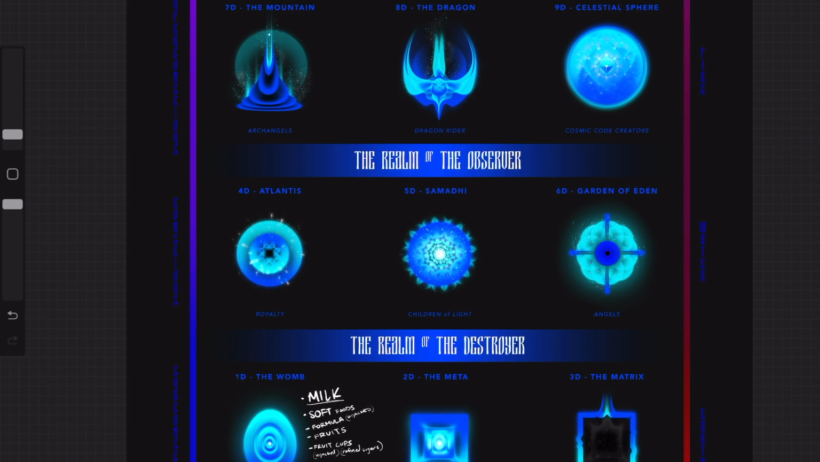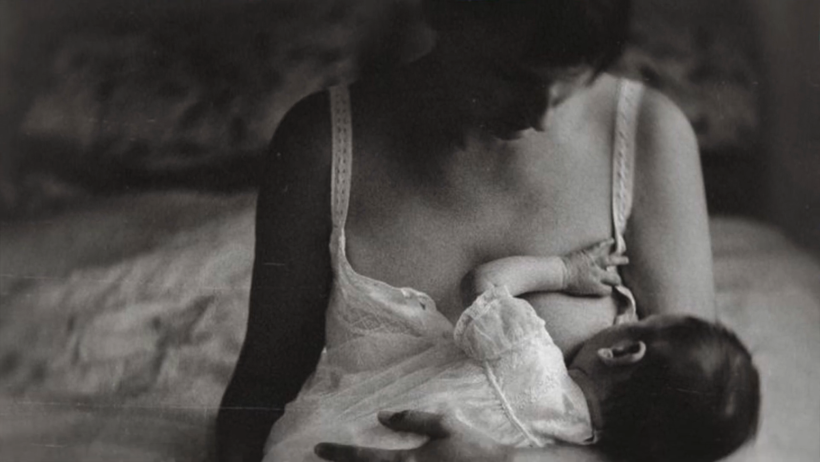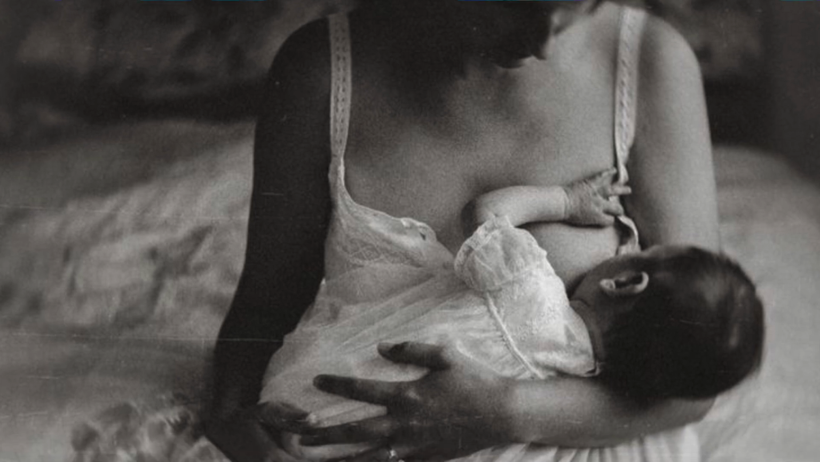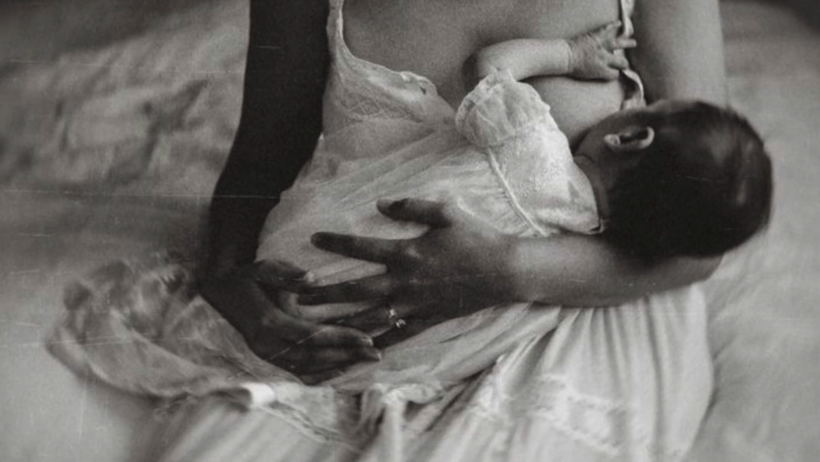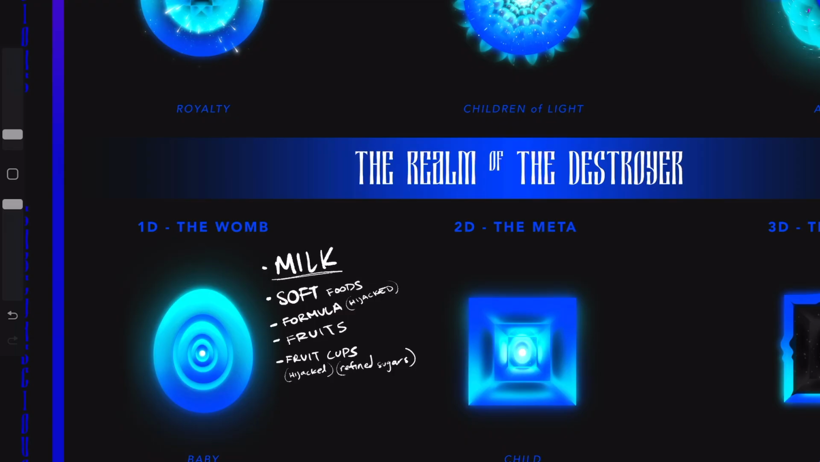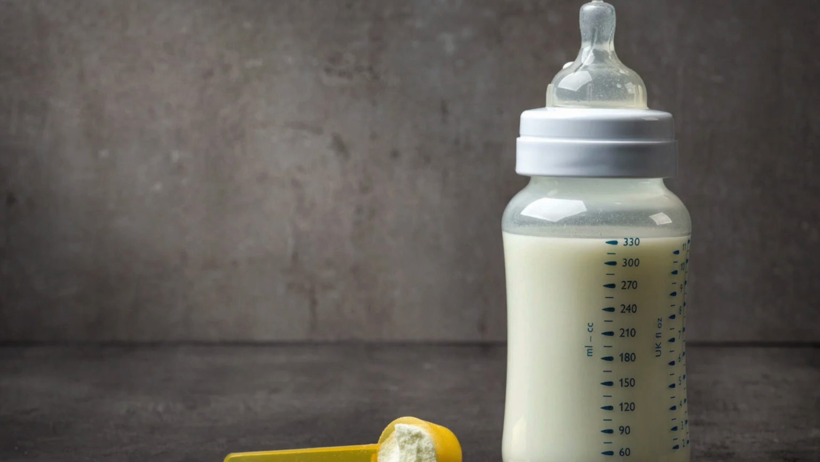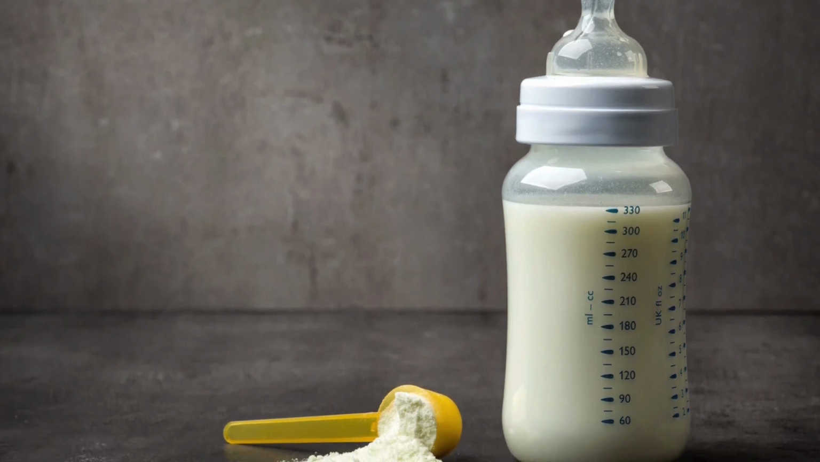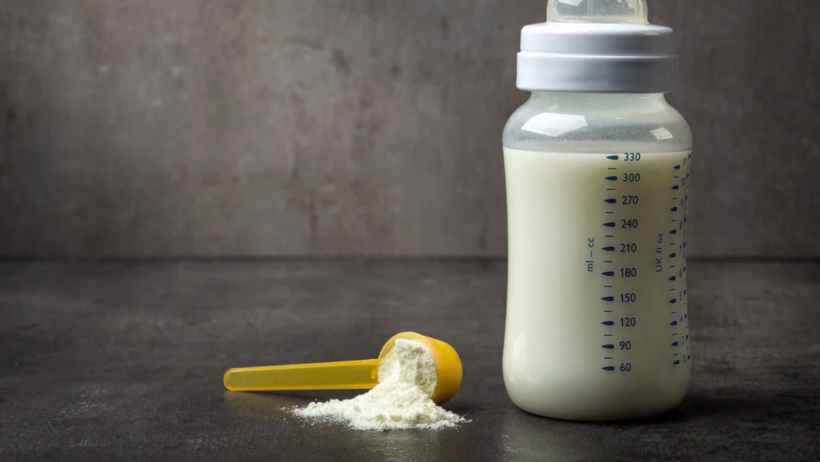right? So we can start with the 1D, which is the womb. So the character here is the baby. Of course, babies drink milk. They eat soft foods. Sometimes in the age that we're in now, which is very industrialized, very commercialized, very consumer oriented, we've created formula, which has a lot of different ingredients, vitamins, chemicals, maybe things that are unnecessary for the baby. So formula becomes a replacement for the milk of the mother.